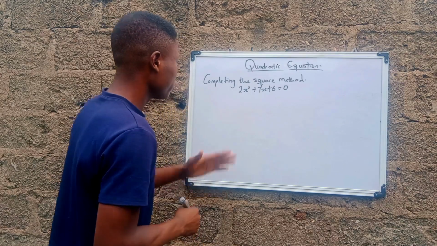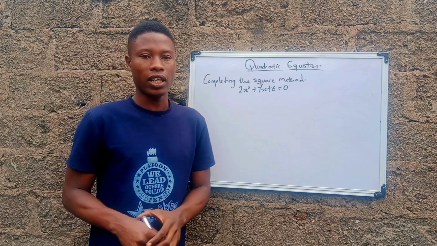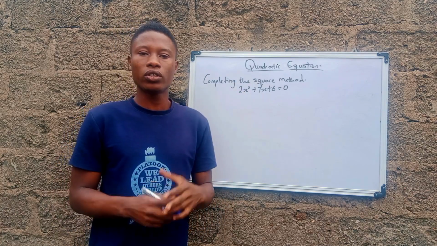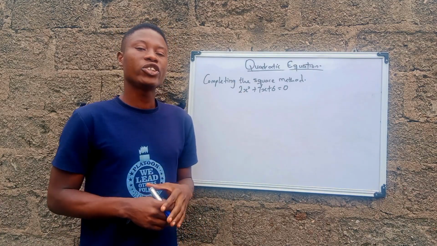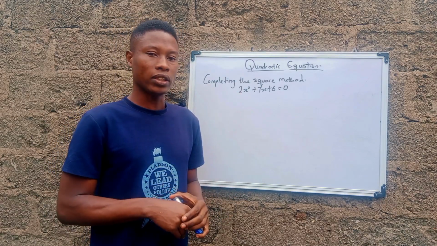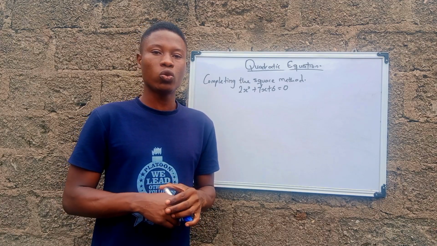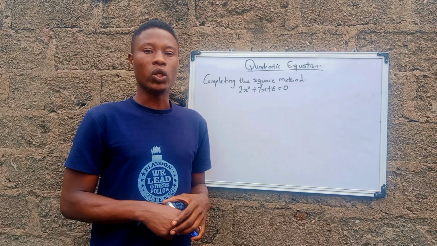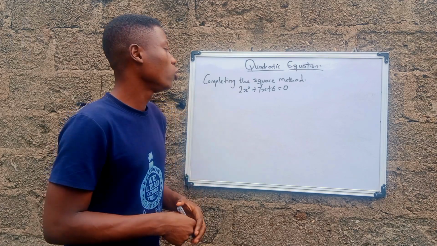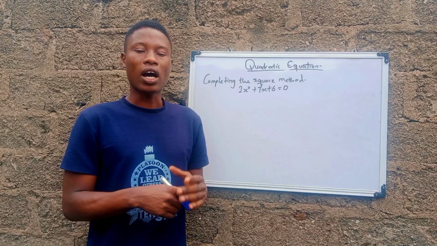So let's go. If you're given a question like this that says 2x squared plus 7x plus 6 equals 0, the first thing you have to make sure of is that the coefficient of x squared must be equal to 1. Not less than 1, nor more than 1. So how do you do that?